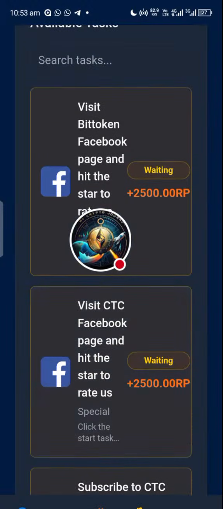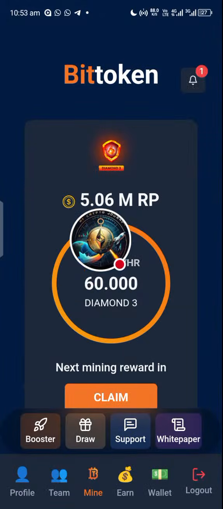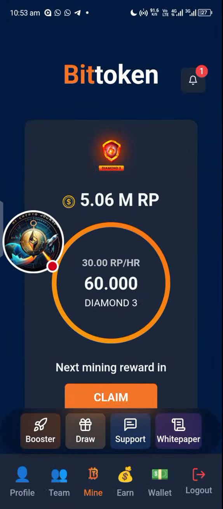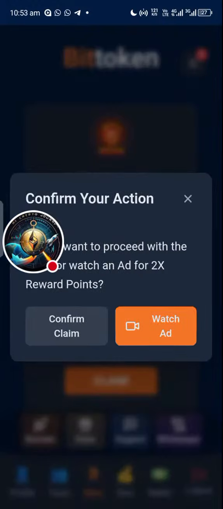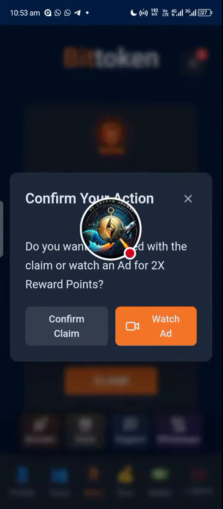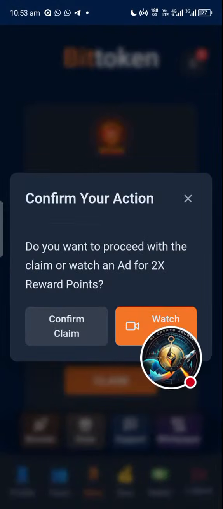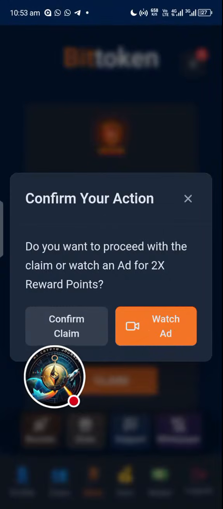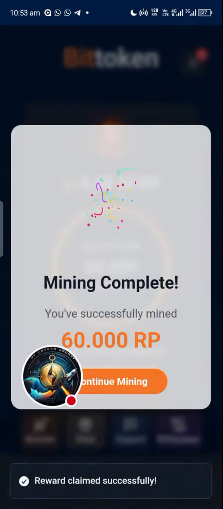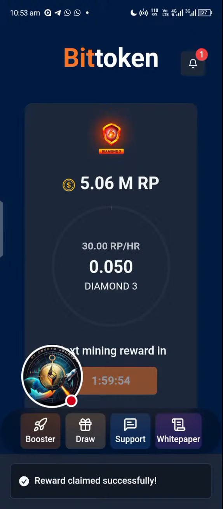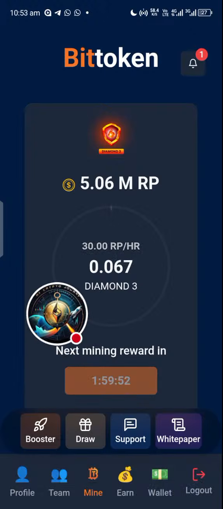So guys, that is all for this update. I know this update has been so valuable and you have gotten all that you needed. Now, if you want to claim your daily earnings, you can multiply it by watching ads and then click on confirm. If you don't have time to watch ads, you can just click on confirm and proceed.